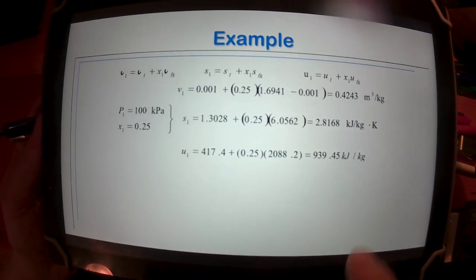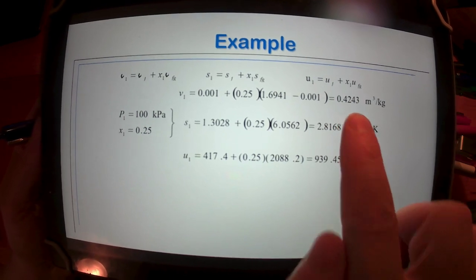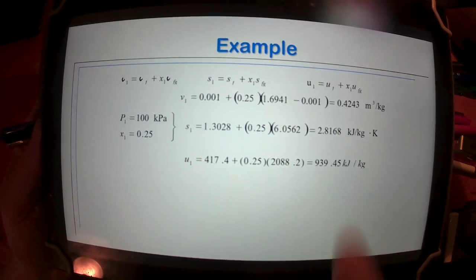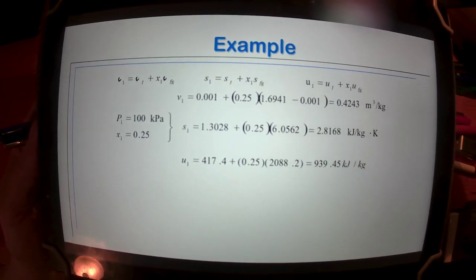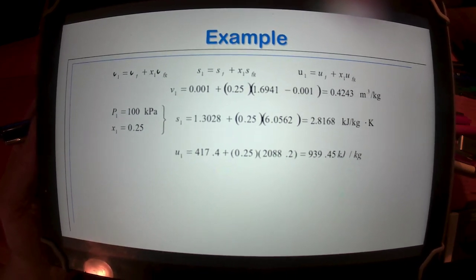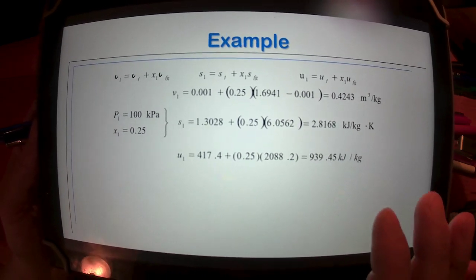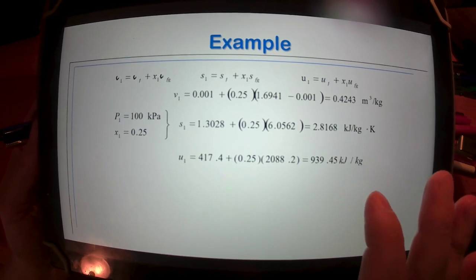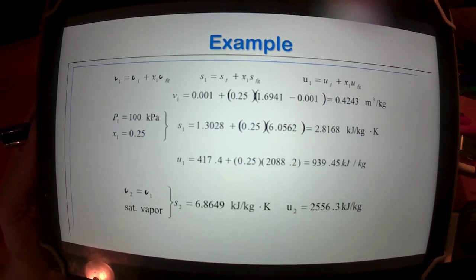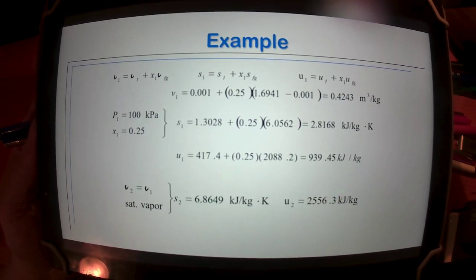Okay. So specific volume of state 1, entropy at state 1, internal energy at state 1. I think these are probably pretty close to what you should have in the 9th edition. This is probably from an older edition of the book. So you might have slightly different values, but these should be really close.